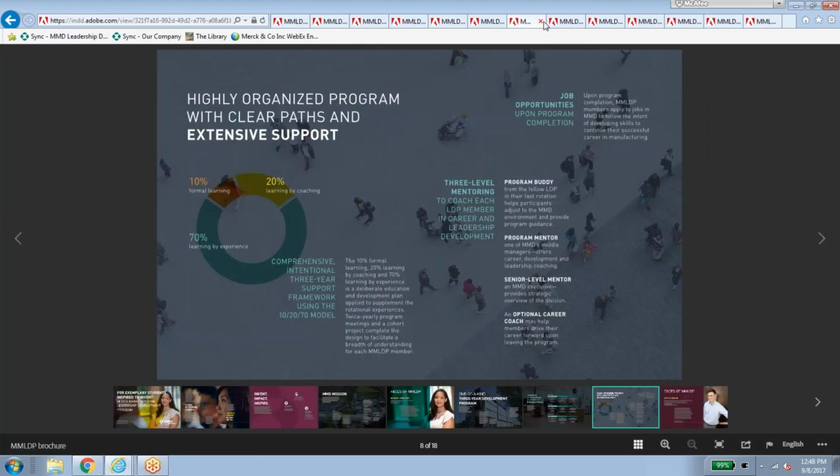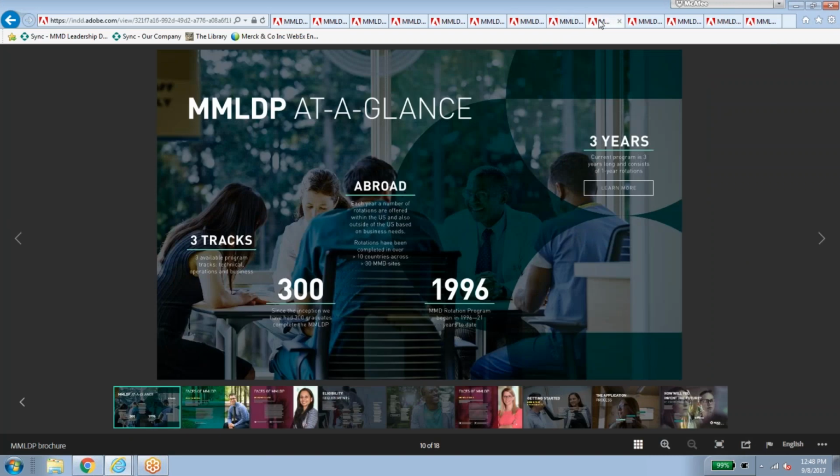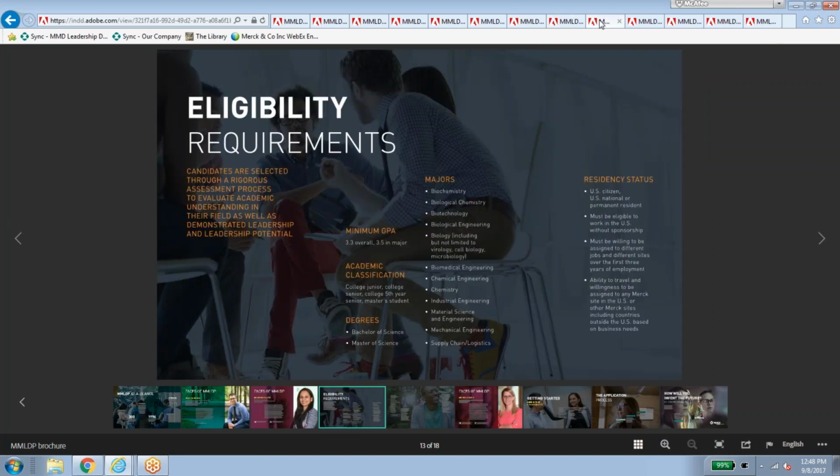Okay, so let's go back to, here we go. So eligibility requirements. So who can apply for this program? So we do have a minimum GPA requirement. You need to have a 3.3 GPA overall and a 3.5 GPA in your major. And we do have an official transcript requirement that will need to be submitted if you're selected for an on-site interview. As far as academic classification, so this is an entry-level program.